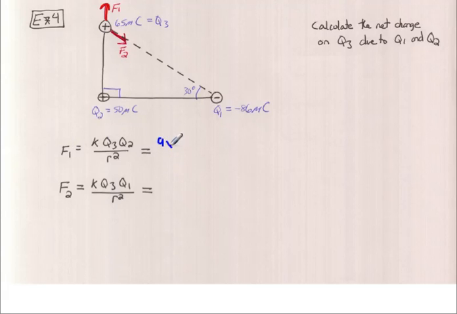So we go 9 times 10 to the 9th for our Coulomb constant. And then charge 3 is the one up on top, so that's 65 times 10 to the negative 6.